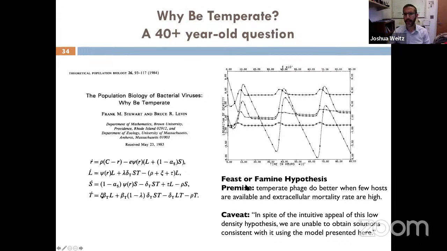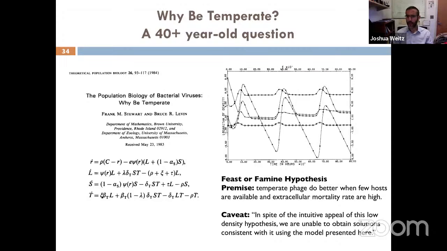And I'll elaborate on a sort of modern version of these same models, but their premise was one that they call this feast or famine hypothesis, that temperate phage would presumably do better when few hosts are available and extracellular mortality is high. In other words, it would seem, in order to explain this phenomenon that phage tend not to kill, is that if there's very few hosts left, if a phage got in and killed that host, then there would be no host left for its progeny to infect.